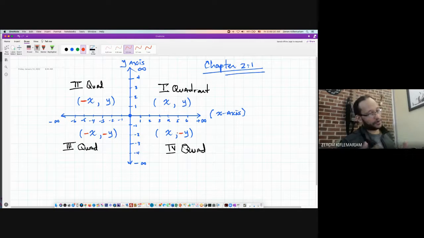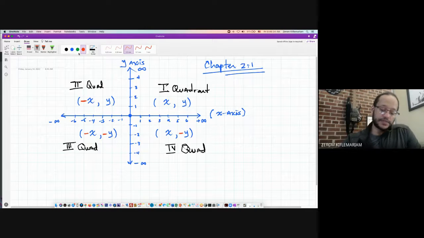So all of them are different depending on the behavior of x and y. On the third quadrant, both of them are going to be what? Negative, negative. And what's the behavior of x and y in the second quadrant? x would be negative, y would be positive. Based on that, we are going to look at some of the names: the first quadrant, second quadrant. Those are the things that we need to know. Also, the x-axis and y-axis definitely.